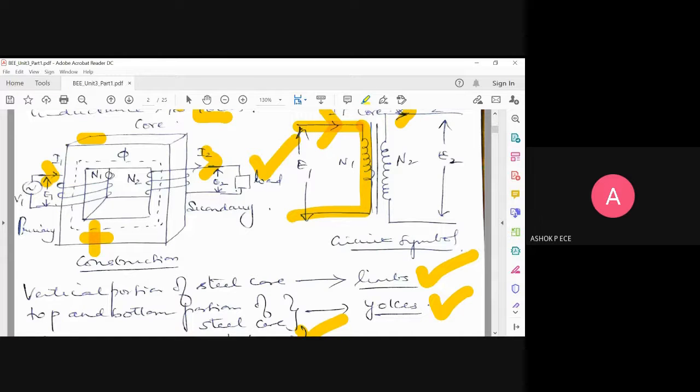So even without connecting your primary and secondary, they're electrically isolated. But just because of induction, I am going to transfer the electrical energy from one side of the network to another side of the network. That black box, which is going to help me in transferring the energy, is going to be called your transformer.